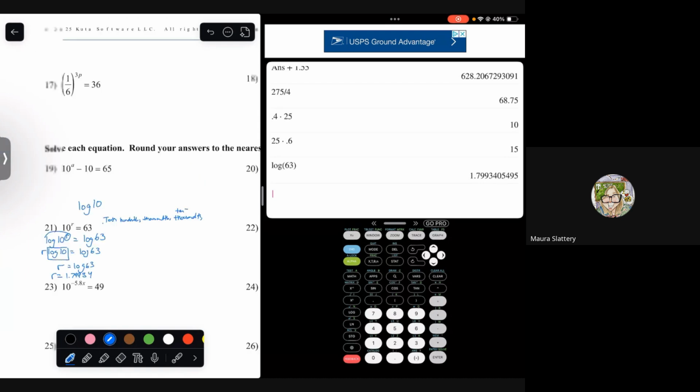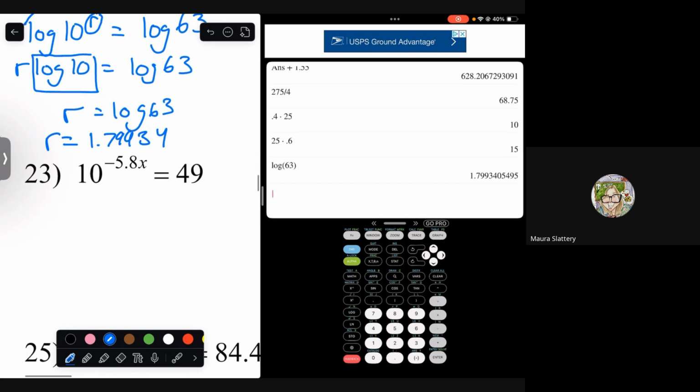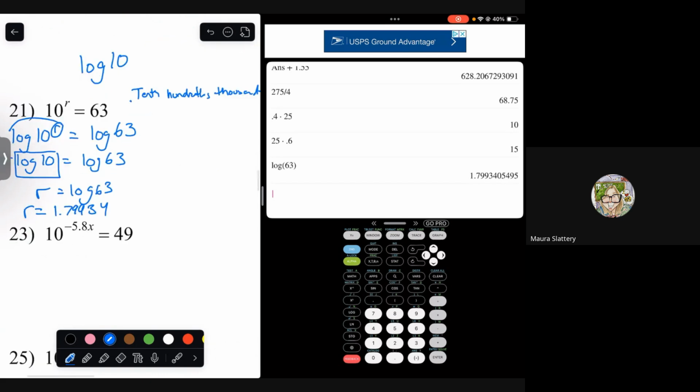Good. All right, so we need to round this to 4 decimal places, so we would cut it off here. And the 4 tells the 3 to stay the same, so our answer is 1.7993. And that's just what r equals.